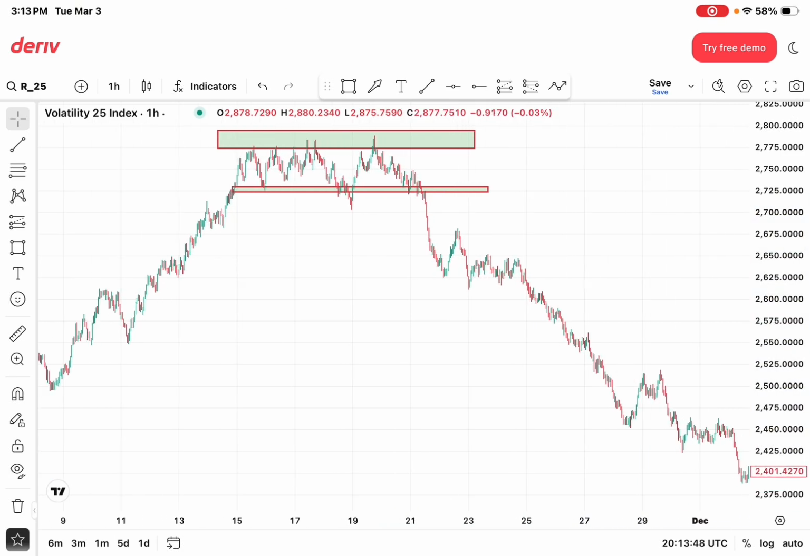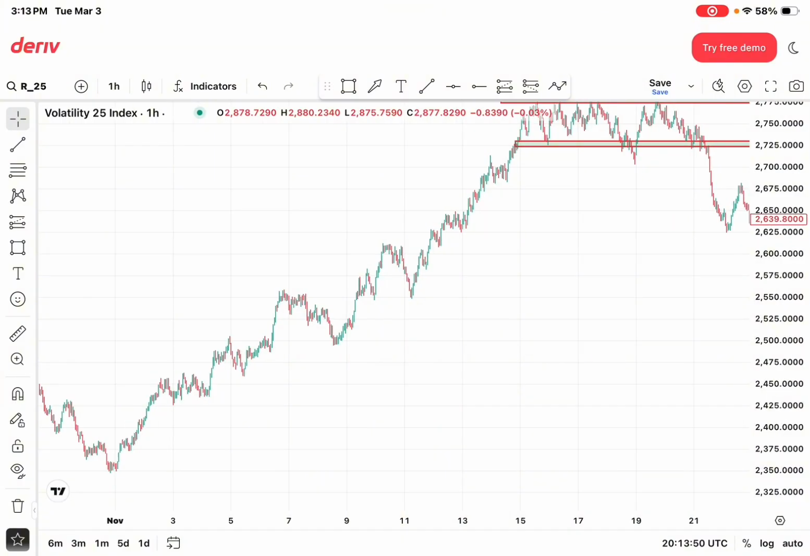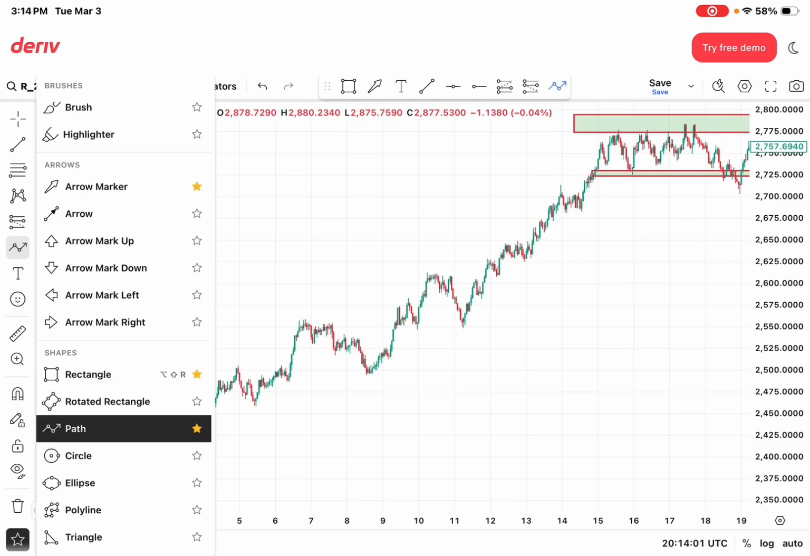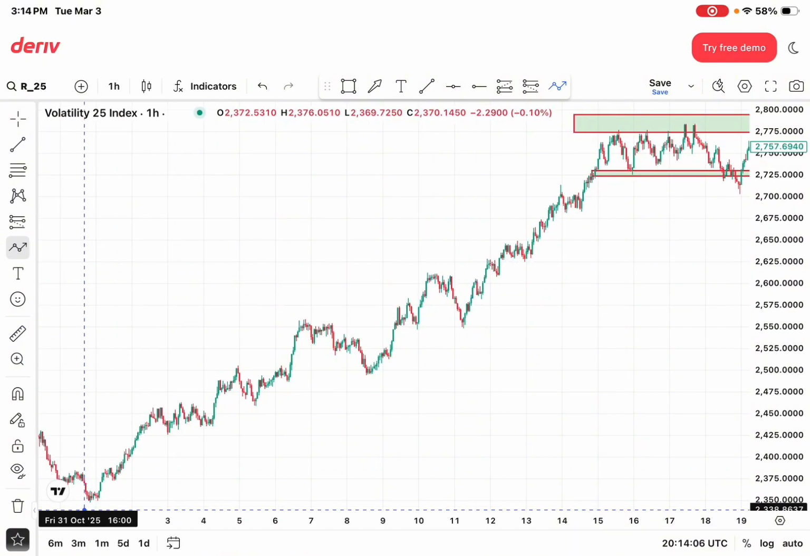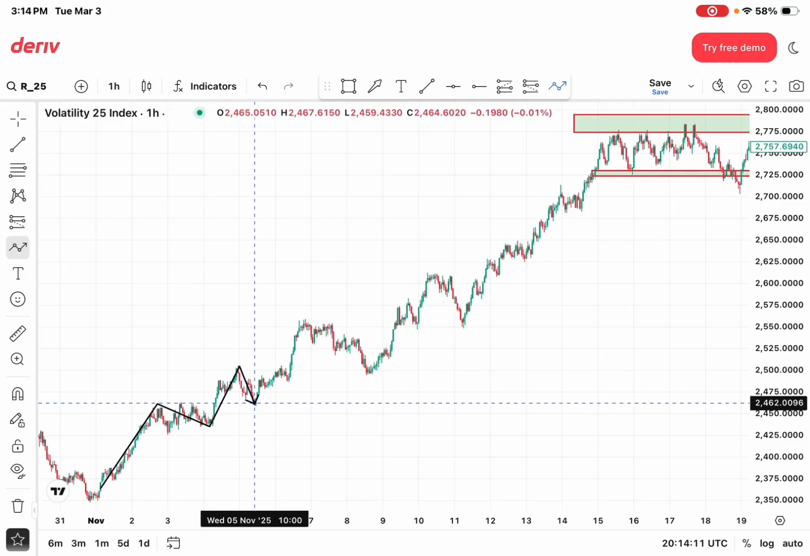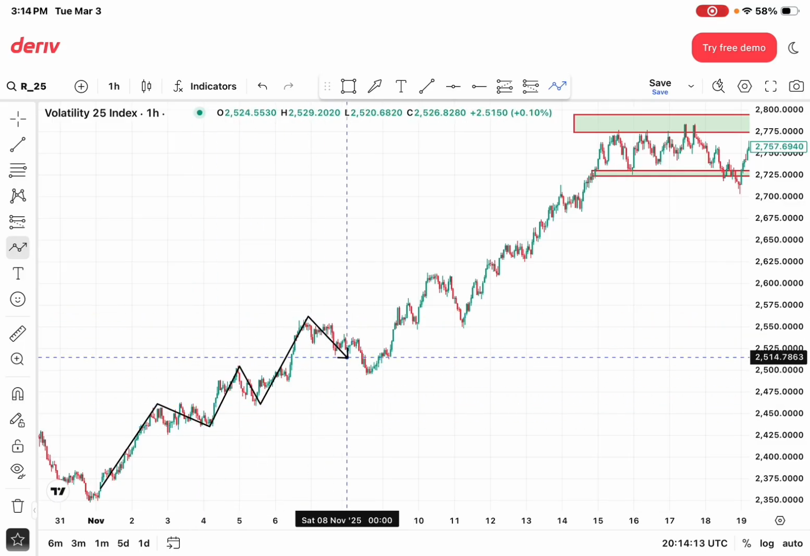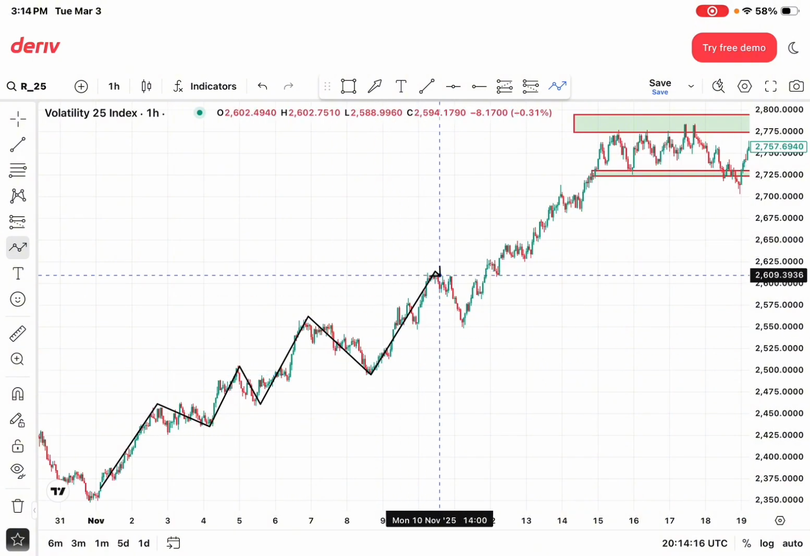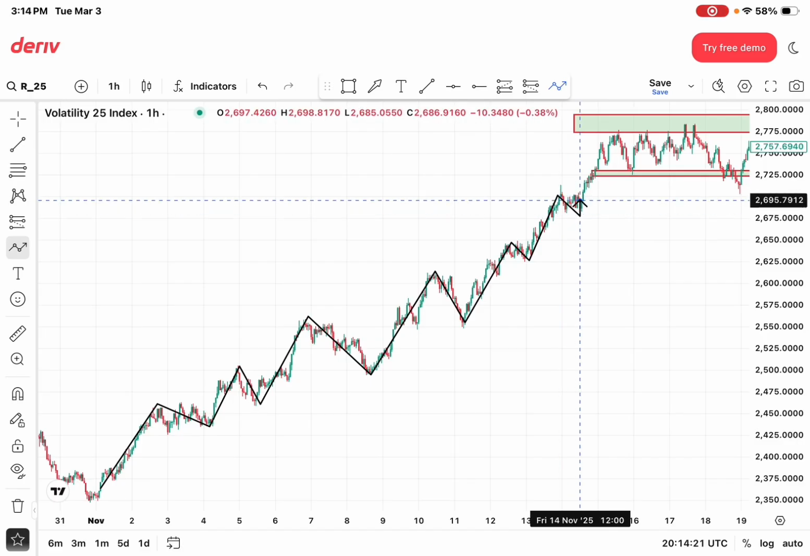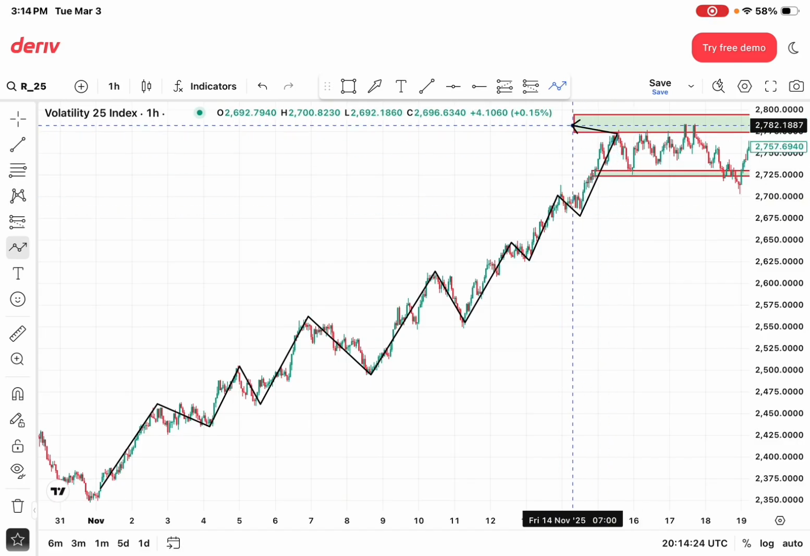So let's zoom in and show you exactly what made that happen. All right, we're going to get our path. This thing is called a path. We get it, and we're going to draw with higher highs and higher lows now. All right, higher high, higher low, higher high, higher low, higher high, higher low, higher high, higher low, higher highs.